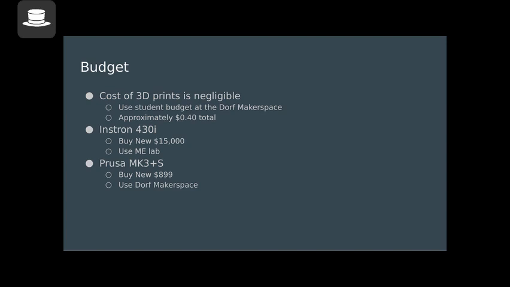The actual load frame itself is quite expensive to buy initially, but there is one in the mechanical engineering lab that we are able to use. And for the 3D printers to actually print the samples, those are also decently expensive, but the Dwarf Makerspace has access to those, and so we were able to use those without any additional charges.